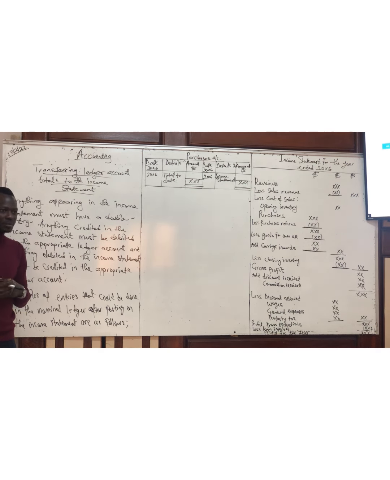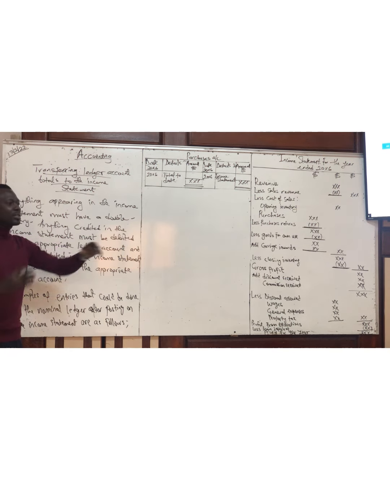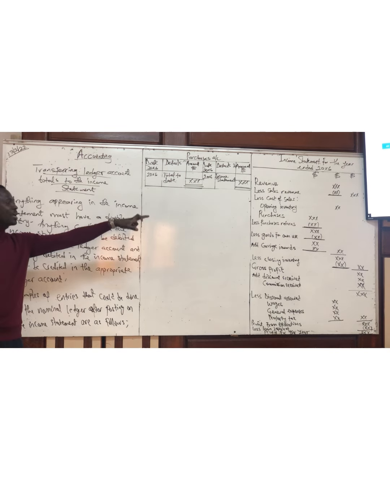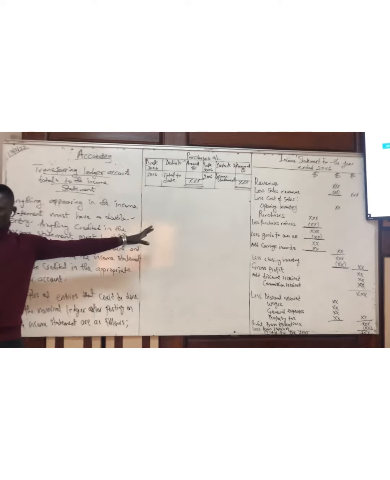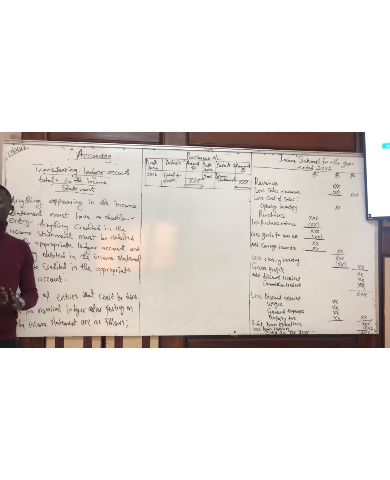Do you understand what I'm saying here? Great. Anything appearing in the income statement must have a double entry, because there's always a principle of double entry. For every debit entry, there must be a corresponding credit entry, and for every credit entry, there must be a corresponding debit entry. So whatever we have here must have a double entry, irrespective of what it is, either a debit or a credit.